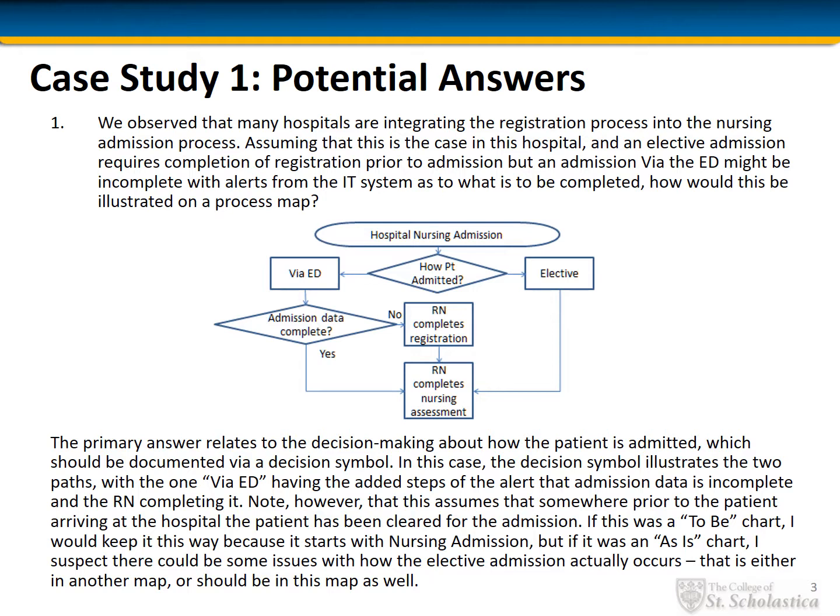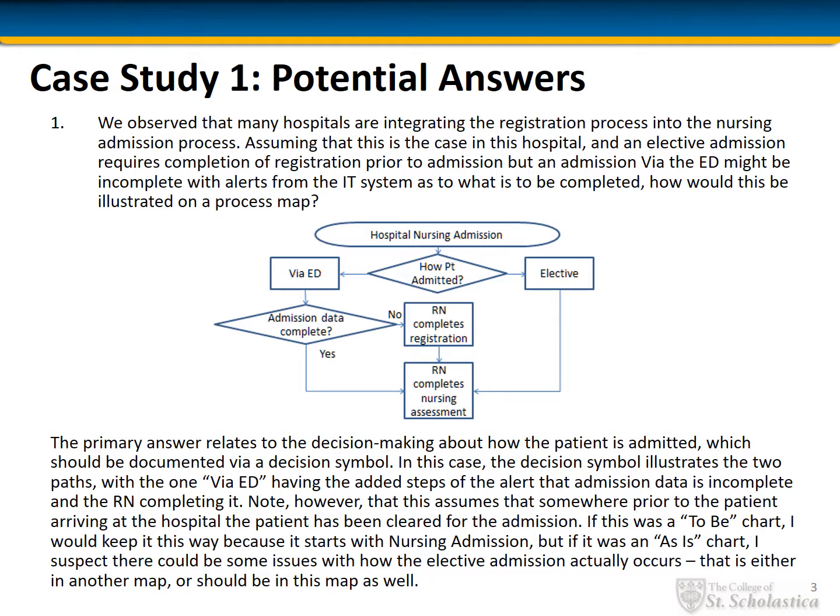So our first question was, we observed that many hospitals are integrating the registration process into the nursing admission process. Assuming that this is the case in this hospital and an elective admission requires completion of registration prior to admission, but an admission via the ED might be incomplete with alerts from the IT system as to what is to be completed, how would this be illustrated on a process map? Remember in answering that one size does not fit all.